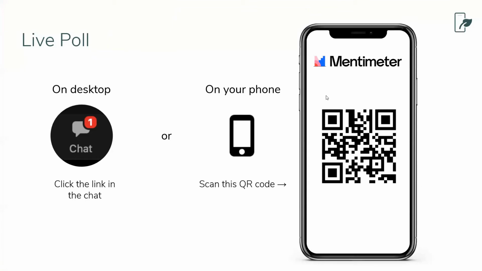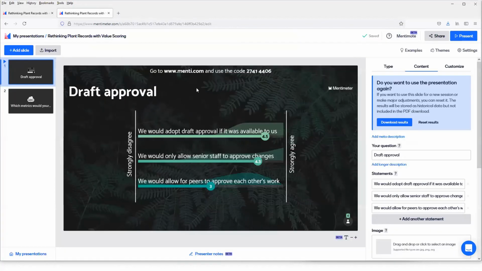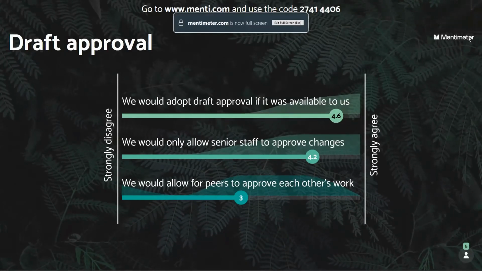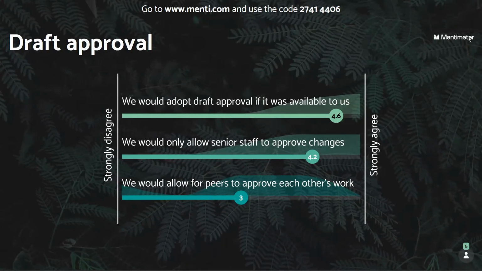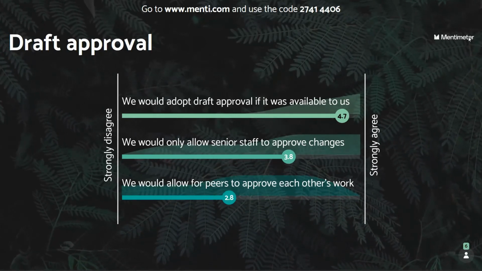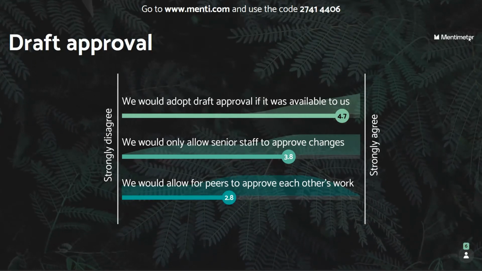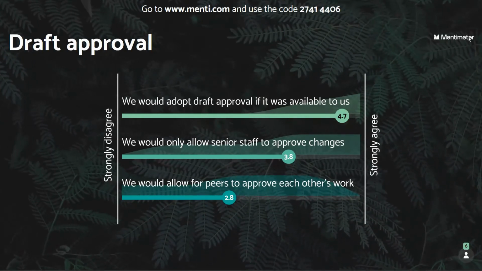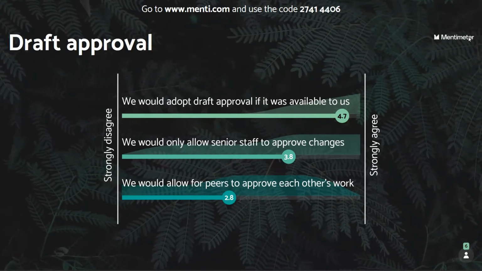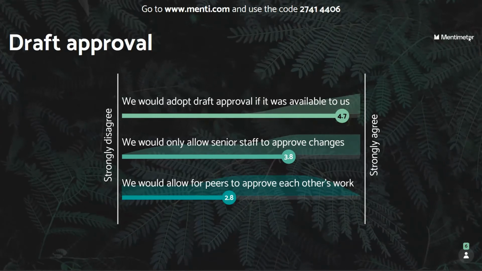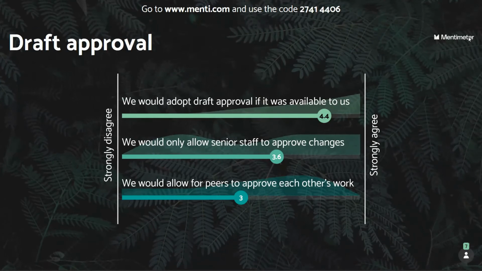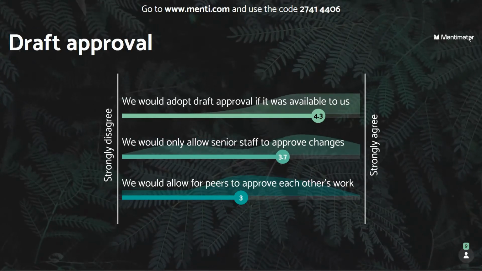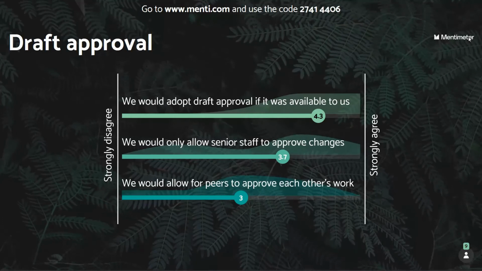So let me start the actual poll for you. We have 2 questions for you. So we're going to let this first one go here. If you have the ability to adopt draft approval, do you think you would adopt it? And then there's yes, I disagree, or I strongly agree. And then a more challenging question: we would only allow senior staff to approve changes, or we would allow peers to approve each other's work.